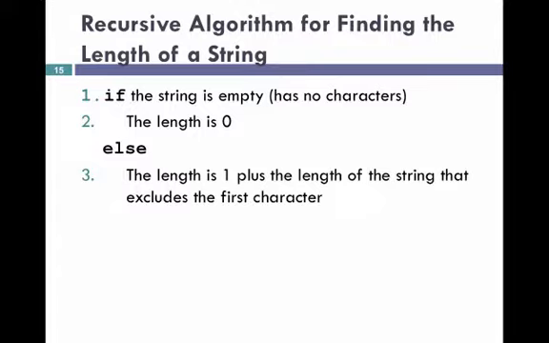Let's see some examples. Here's a recursive algorithm for finding the length of a string. So if a string is empty, it has no characters, then the length is 0. This is our base case. So there's a simple solution to it. An empty string has length of 0. Otherwise, the length is going to be 1 plus the length of a string that excludes the first character. Okay, it's 1 plus, the recursive case now is taking the length of a string that's one length less than the original string.